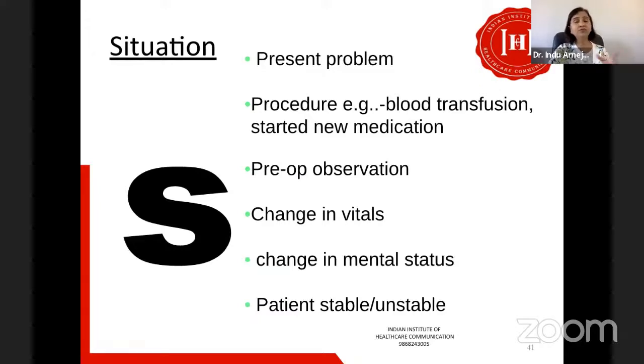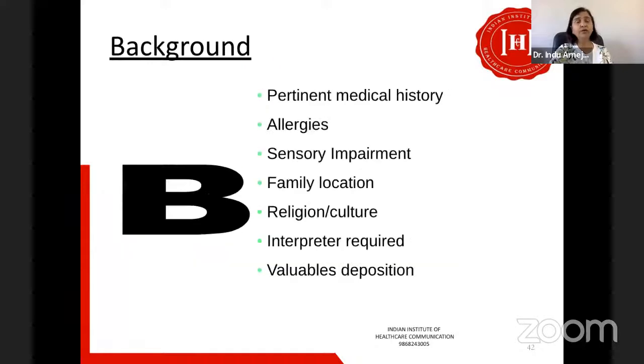So that could be a situation for which you are sending the referral call, or you are calling the resident or the consultant. Besides this, you need to give background. When we talk about background, the idea is the other person should get to know which patient we are talking about and what the relevant information is. In background, maybe you'll have to talk about the pertinent medical history, any allergies, sensory impairment, family location, religion, culture, interpreter required, if available. This may not be all of it, but whatever you think is relevant to be shared with the person you are calling, you will have to tell.